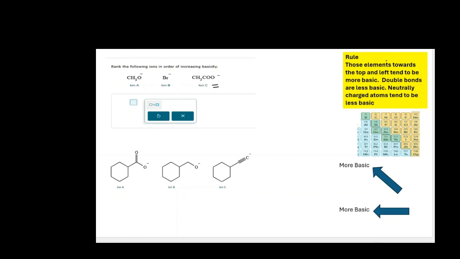Those elements towards the top and the left tend to be more basic, and I have my arrows here just in case y'all need help kind of picturing that with the periodic table. And then double bonds are less basic, and then neutrally charged atoms tend to be less basic.